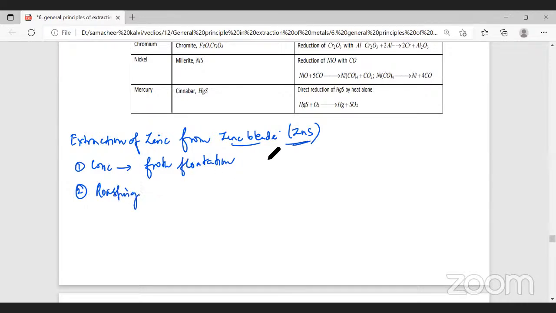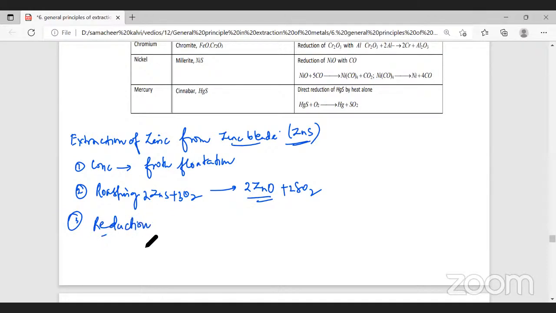So roasting: once you concentrate, the zinc sulfide is heated in the presence of oxygen. The zinc sulfide gets oxidized to zinc oxide, giving you sulfur dioxide gas. 2 moles of sulfur dioxide, balance the equation. So it will be 3 moles of oxygen here. So zinc oxide. The third step is reduction.